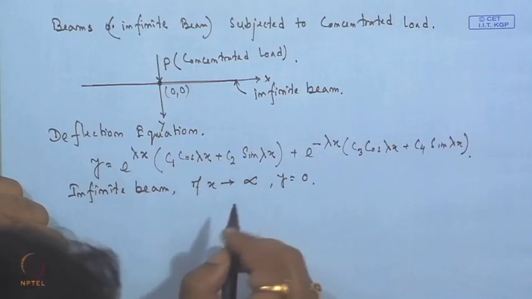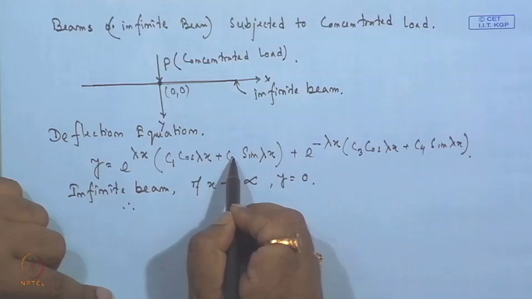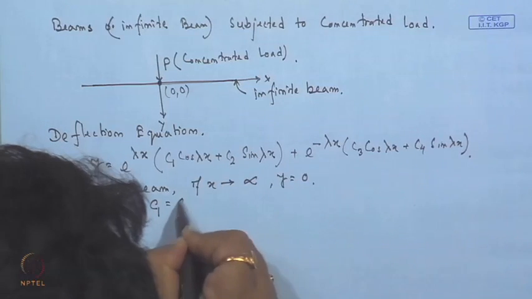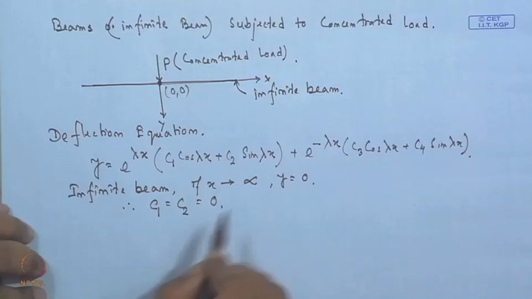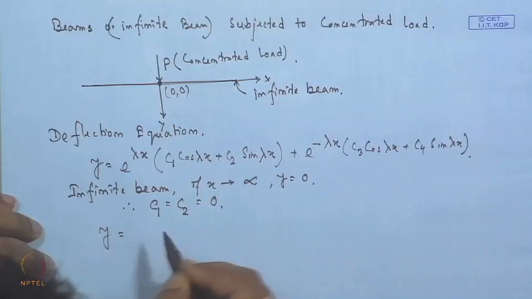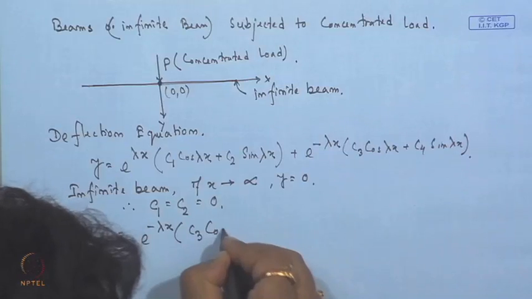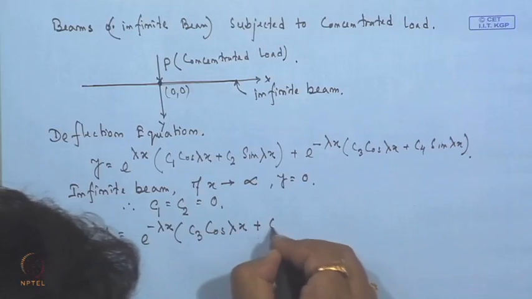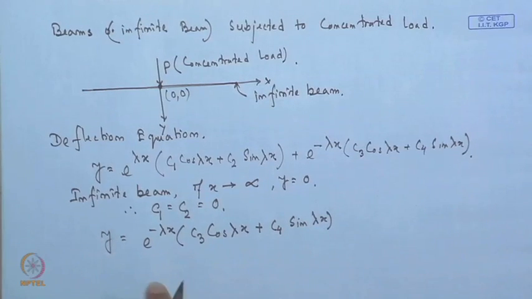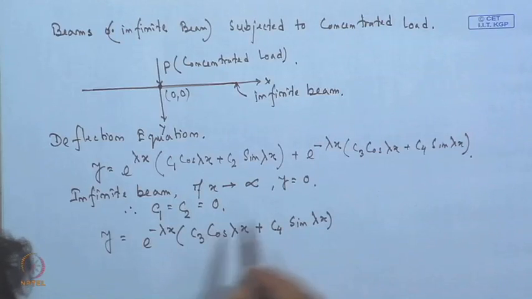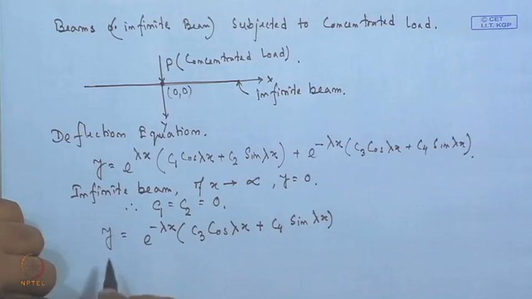And this is again possible if c 1 and c 2 both are 0. So, you can write c 1 is equal to c 2 is equal to 0, then only we will get this condition. So, the expression will be e to the power minus lambda x, c 3 cos lambda x plus c 4 sin lambda x. So, this expression is further reduced to this expression.